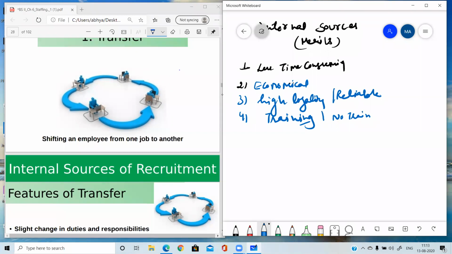Could you please tell me, is this source suitable for the new organization or for the old? Yes, very good, Anushka Bansal. Good point. Motivation level increases. Source of motivation, you can write motivation level increases. Very good. How does motivation level increase?